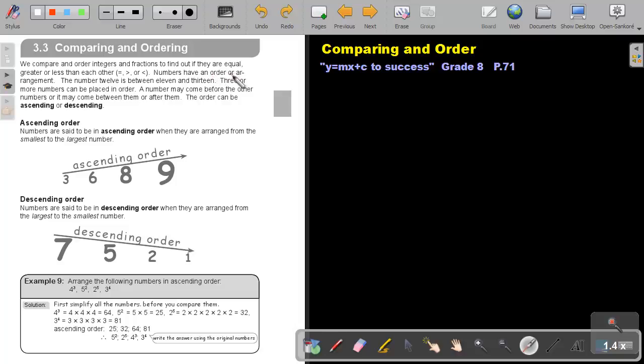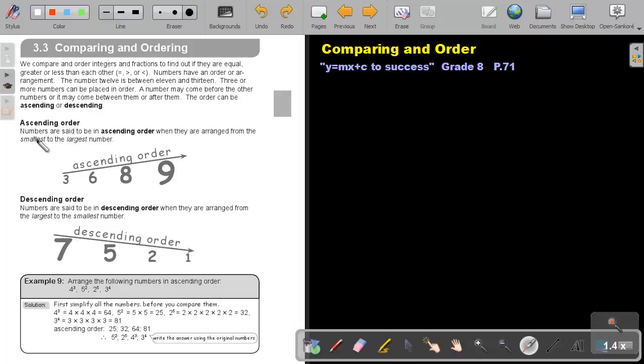Numbers have an order or arrangement. The number 12 is between 11 and 13. 3 or more numbers can be placed in order. A number may come before the other numbers, or it may come between them or after them. The order can be ascending or descending.